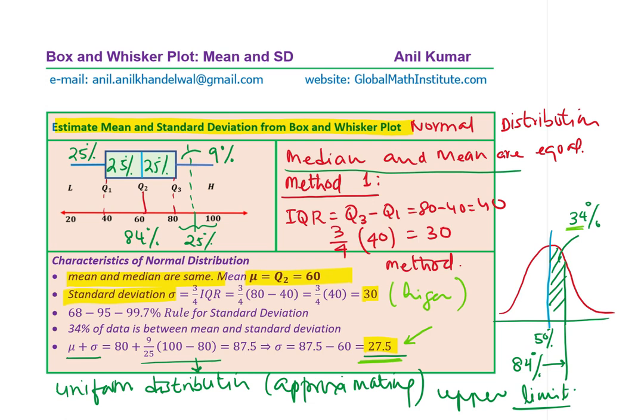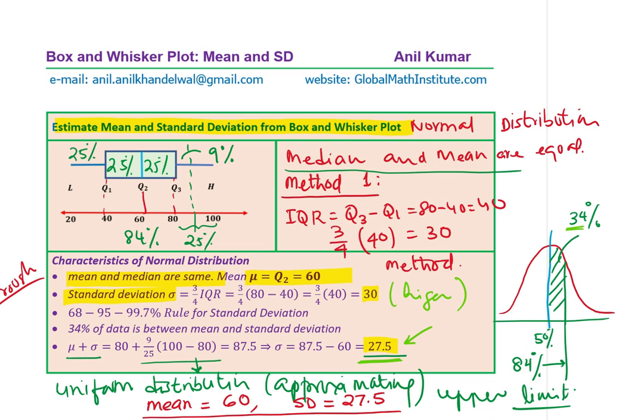So we can say in this particular case that the mean is the same as median, which is 60, and the standard deviation is 27.5. Is that clear to you? So I have shown you this value of 3/4 as a rough estimate. Correct? So that is how you could do some calculations and get to the required value. Right?